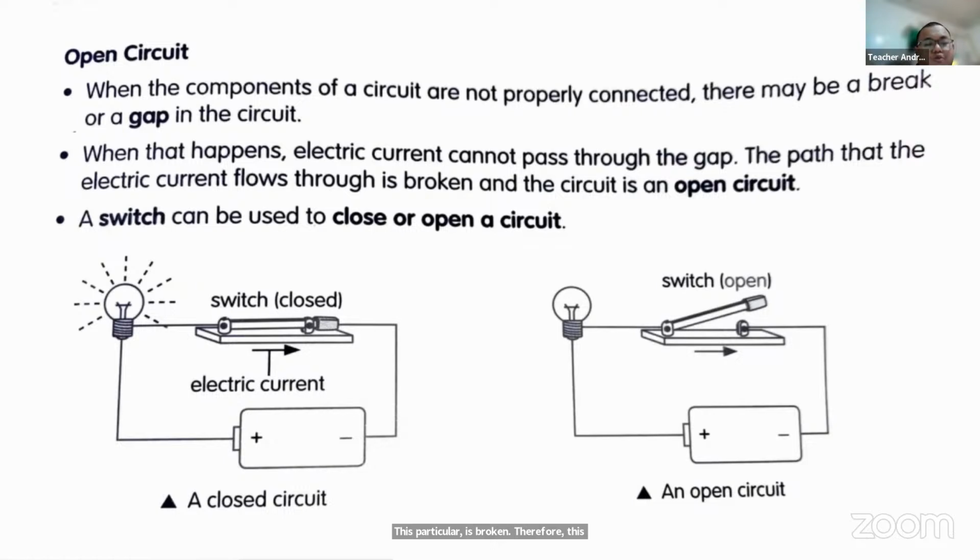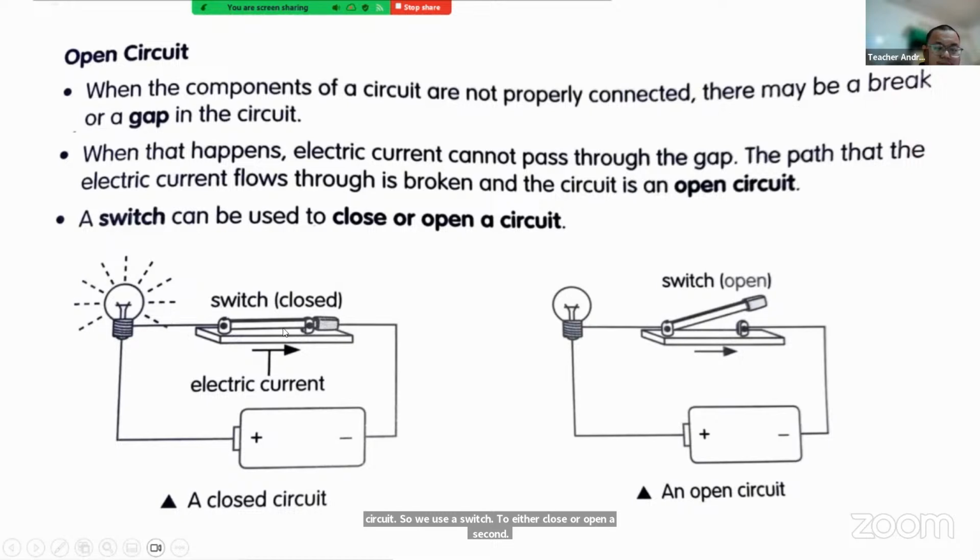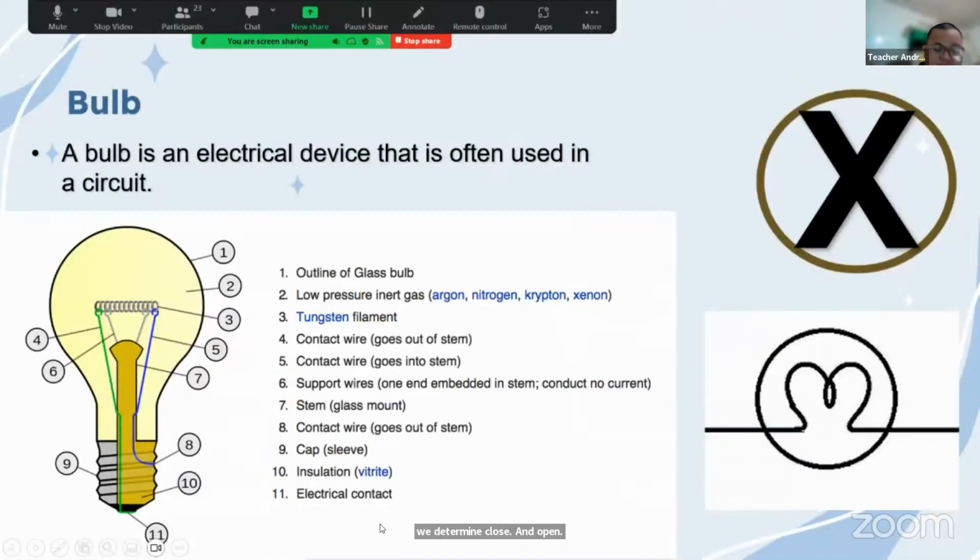So we use a switch to either close or open a circuit. Look at the diagram here. We have a switch here. When we connect them all together, joining the wires in one straight line, the light bulb lights up. However, when we open the switch, there's a gap in between, and the light bulb doesn't light up. This is how we determine a closed and open circuit. All right, let's carry on.